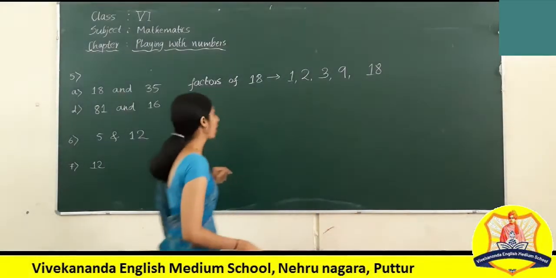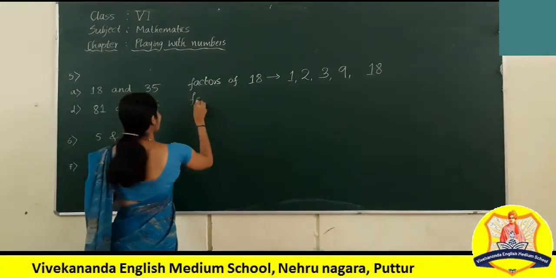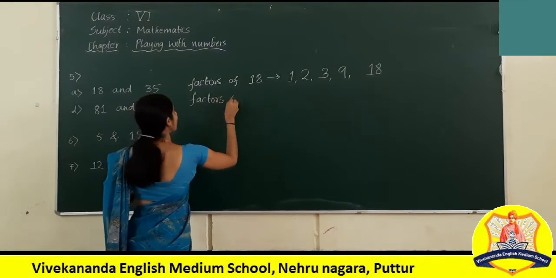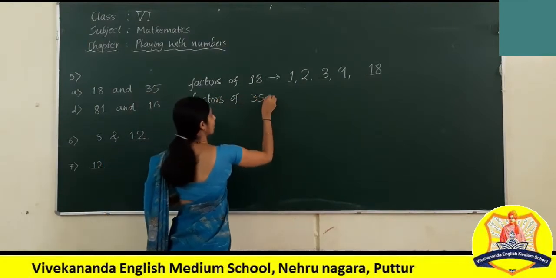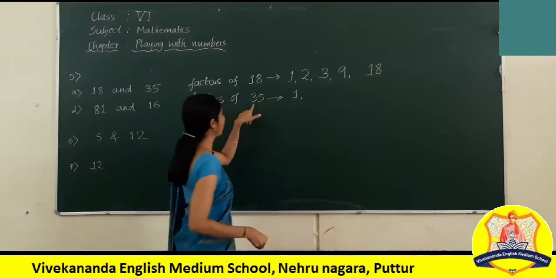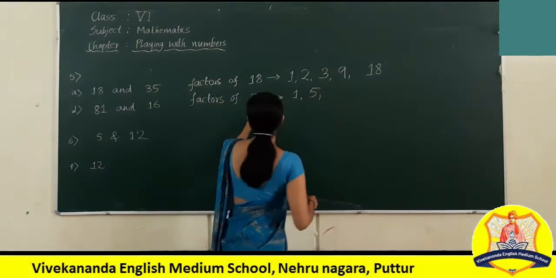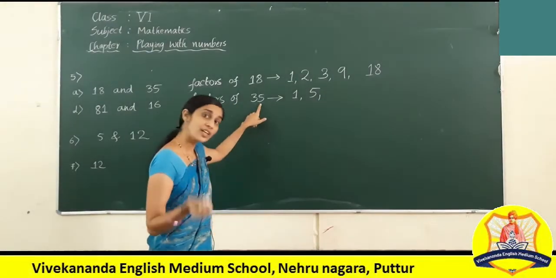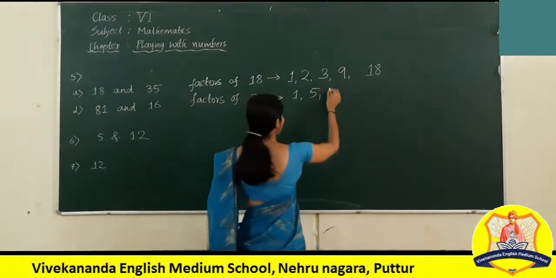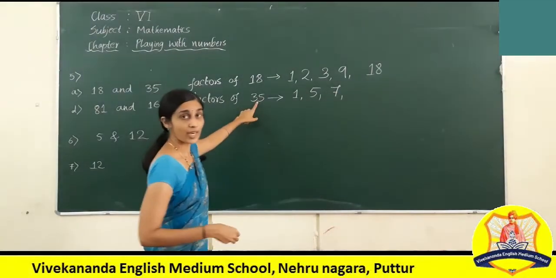Right? Okay. Next, factors of 35. Which are the factors of 35? 1, of course. And ending with 5, so it is 5 here. Next, 5 7s are 35. So 7 is also one of the factors. Next number is 35.